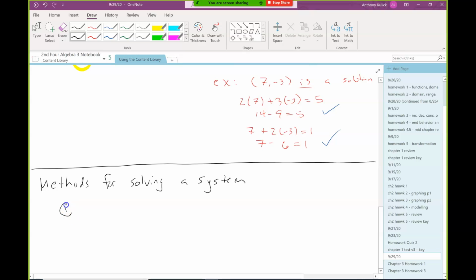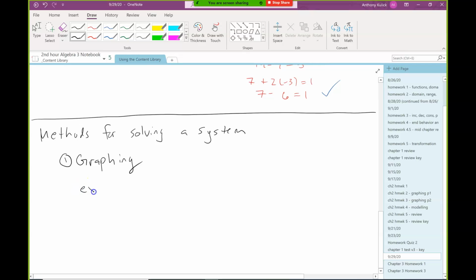So our first method for solving is graphing. So let's say we have the same system that we were just looking at. Okay. So here's our system. And I'm going to ask a question maybe before we even get started going on this. What is the graph, or the idea here? Let's talk about the idea.